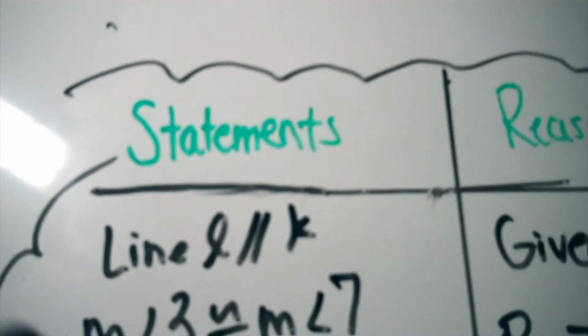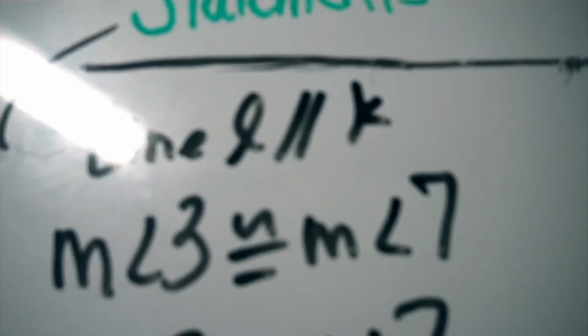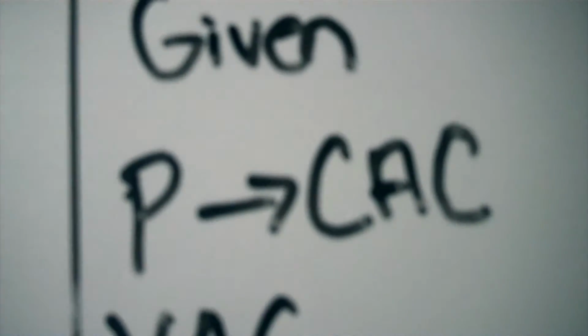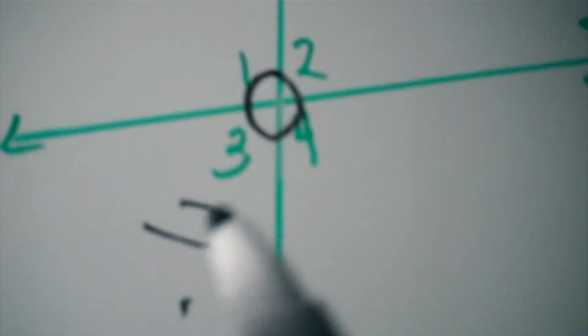So let's go over this one more time. So line L is parallel to line K. That's given. And the measure of angle 3 is congruent to the measure of angle 7 because if lines are parallel, corresponding angles are congruent. So as you can see, 3 is corresponding with 7, so they're congruent.